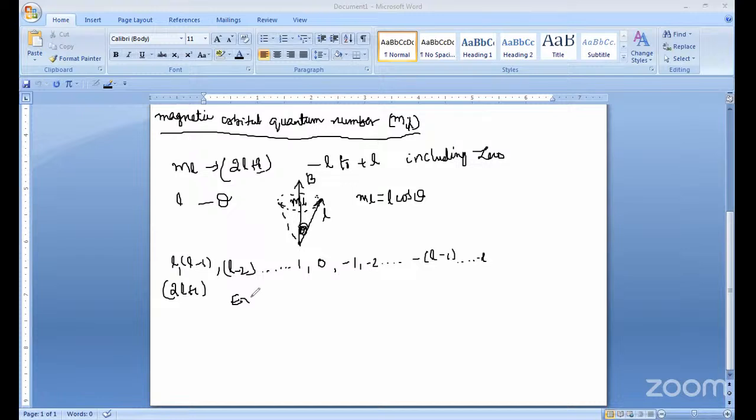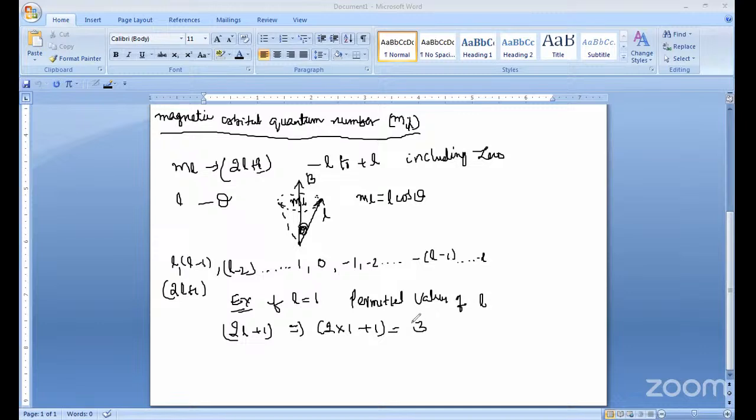So, for example, if you have L equals 1, what are the permitted values for ML? If L equals 1, then the number of permitted values will be 2L plus 1. That means 2 into 1 plus 1, so you get a total of 3 permitted values. ML is going to take 3 permitted values, including 0: plus 1, 0, and minus 1.